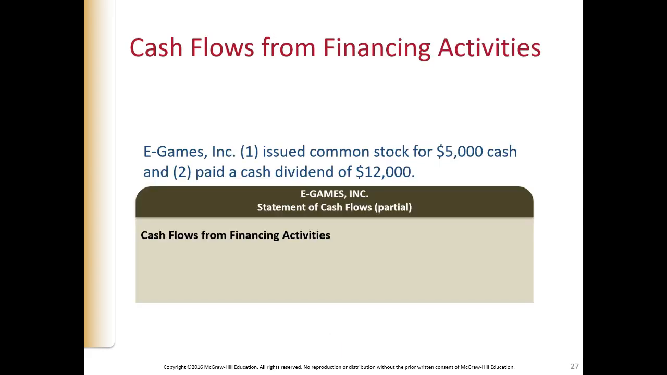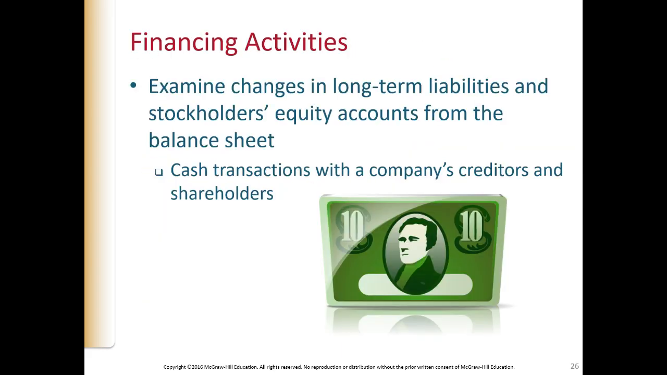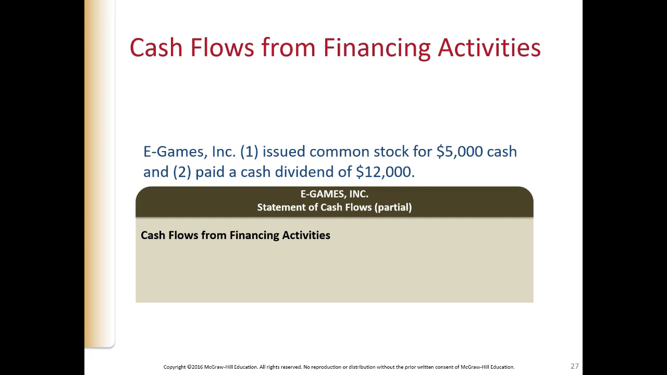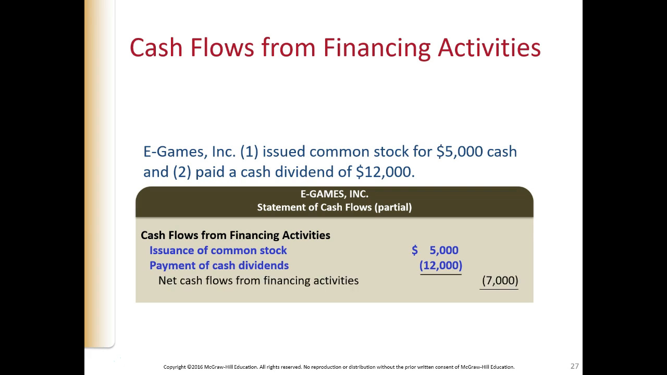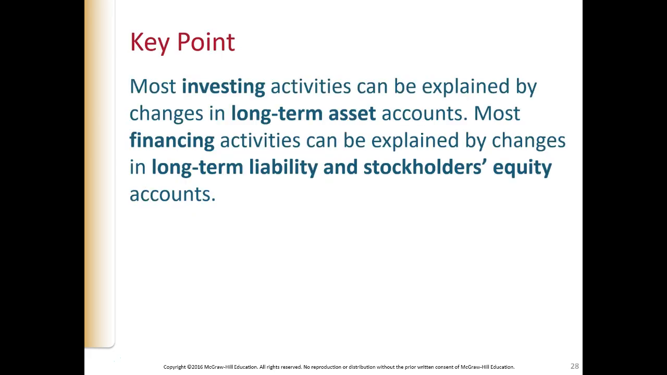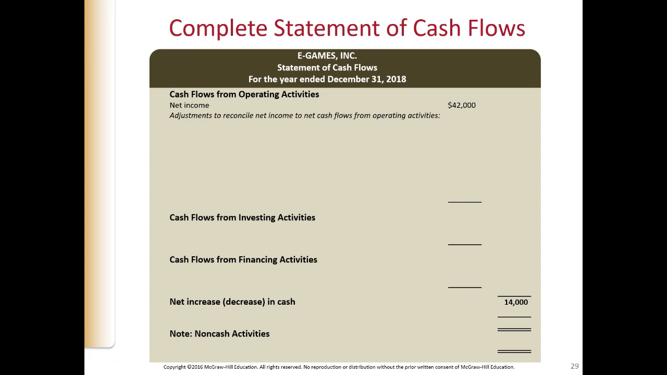Financing activities. We're looking for cash transactions dealing with the company's creditors, debt, or stockholders. If we sold more shares of common stock and received cash, that's an inflow. If we paid a cash dividend, that's an outflow. So positive $5,000 in cash and then a negative $12,000 cash. So the net result here is $7,000. Now, most investing activities can be explained by changes in long-term asset accounts, and most financing activities can be explained by changes in long-term liability accounts and stockholders' equity accounts.